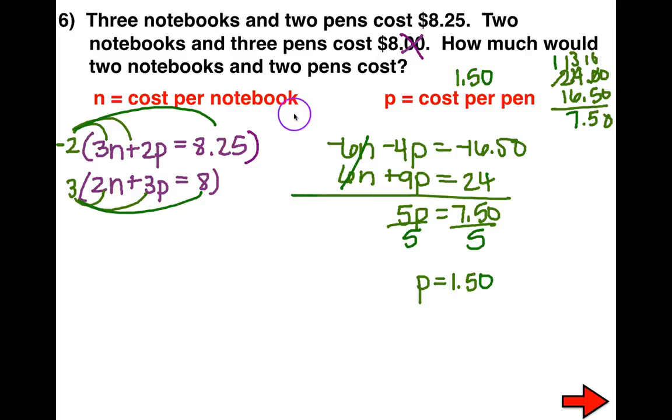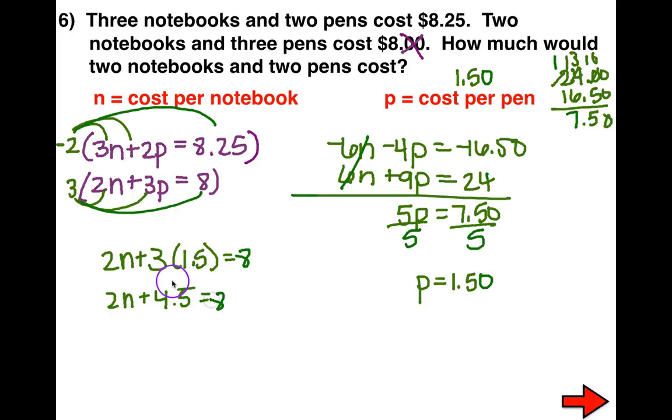Well, what about the cost of a notebook? Again, you're going to have to plug it into one of the originals. I'm going to choose the second one. 2N plus 3 times P. Let's put that $1.50. I'm just going to put 1.5 equals 8. So now we have 2N plus, let's see, 4.5 equals 8. Let's subtract 4.50 from both sides, leaving me with 2N equals 3.5.